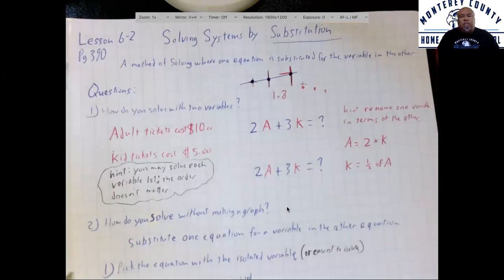But sometimes none of that information is given, or maybe if you're not graphing and you all of a sudden have two variables in an equation, you're like, how are you going to solve them?